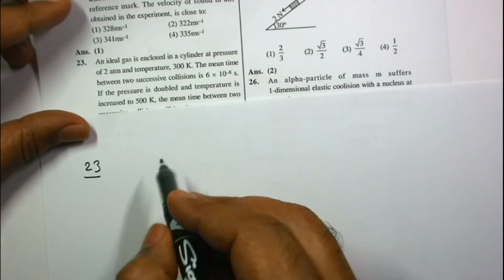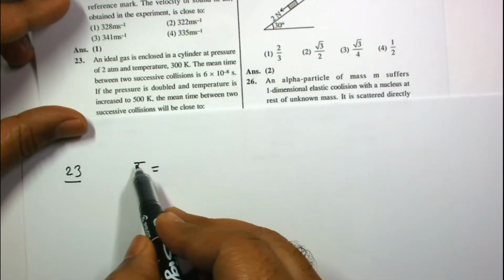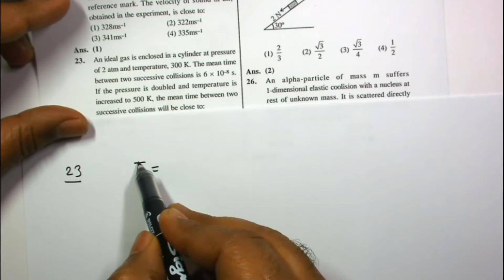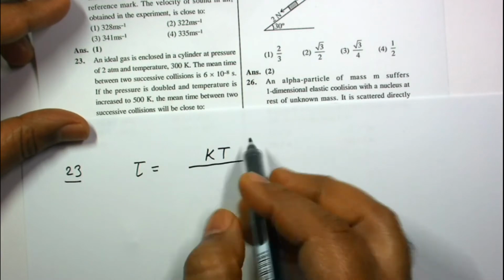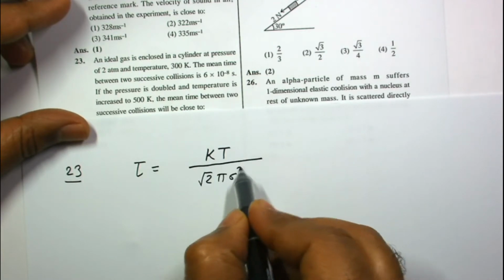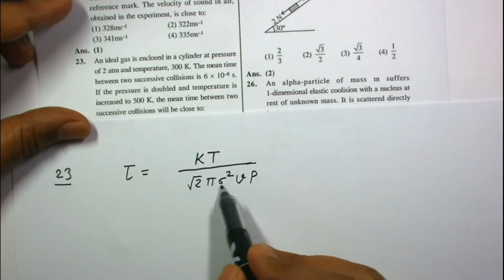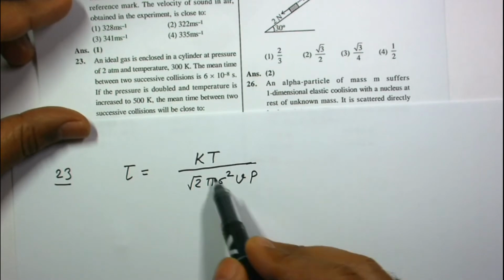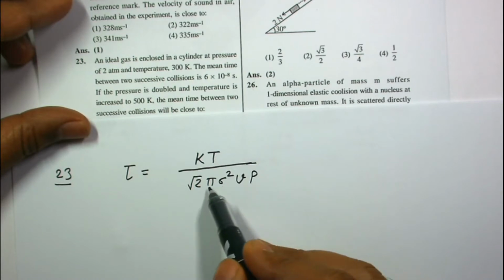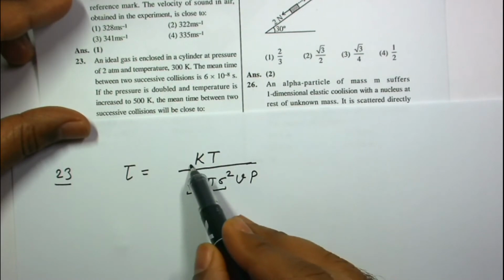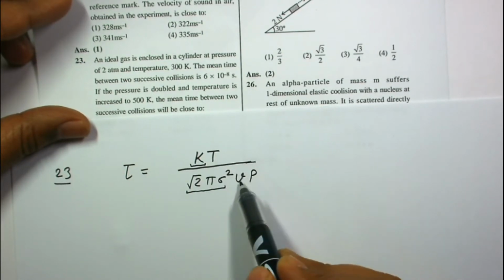And from the chapter, you should know that the time between two successive collisions or relaxation time is given by the formula kT divided by root 2 pi sigma square velocity into pressure. Sigma here represents the size of the molecules, diameter of the molecules, K is Boltzmann's constant, T is temperature, P is pressure, V is velocity. So these factors are not going to change. Boltzmann constant is not going to change. Temperature and pressure is changing, and this velocity.